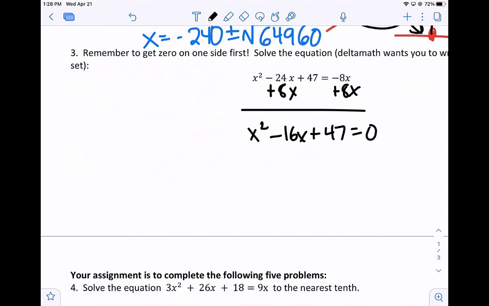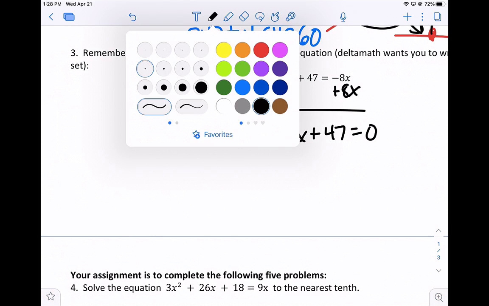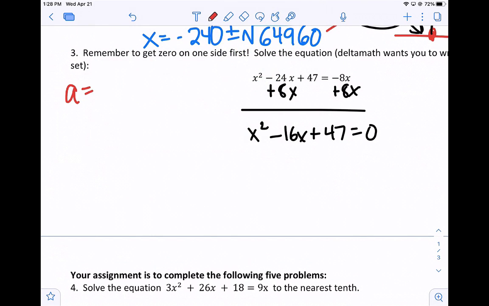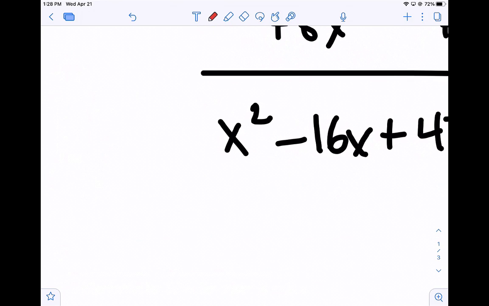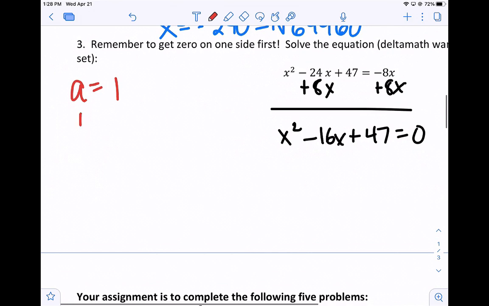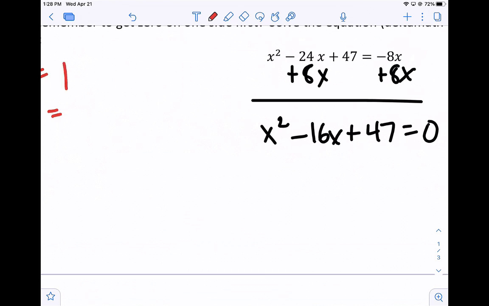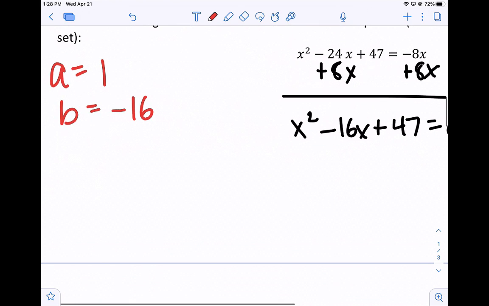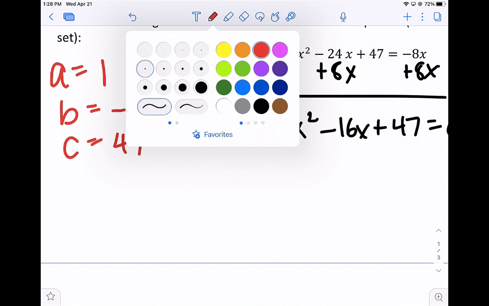Okay, so again, once you get 0 on one side, then you can identify your a, which is the number next to the x squared. And if you just see an x squared or an x by itself, it's a 1. So the number next to the x squared is a 1. The b value is the number in front of the x, the negative 16. And the c value is the number by itself, which is 47. We're going to plug into the quadratic formula.